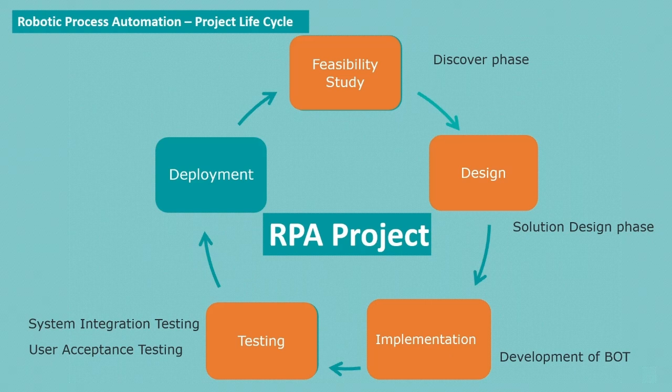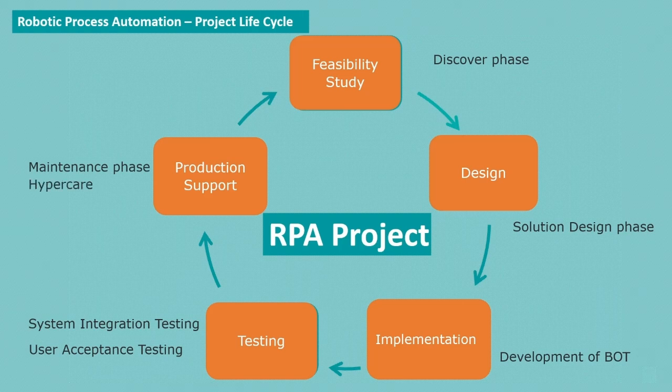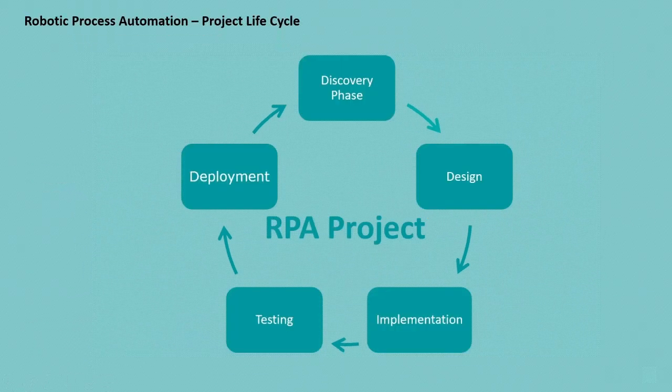And finally, the deployment, that is the production of the bot, is done, where there is a maintenance phase. We can say the support is there, which is also known as the hypercare. Actually, a grace period in which anything which is missed out or needs a fix is done while the bot is in the production. As we can see, there is a lot of human effort required in different phases of a robotic process automation lifecycle.